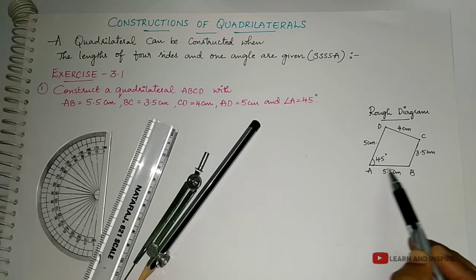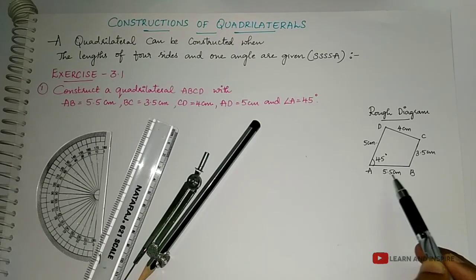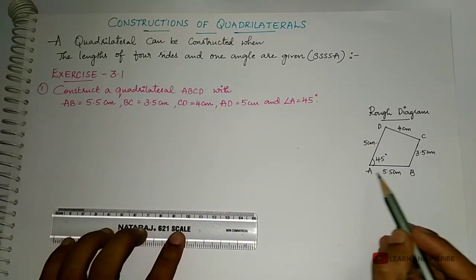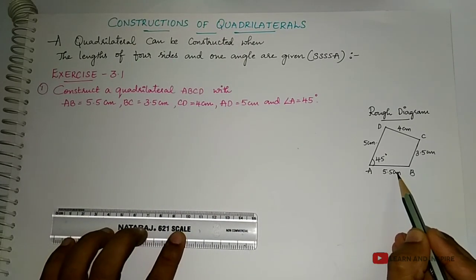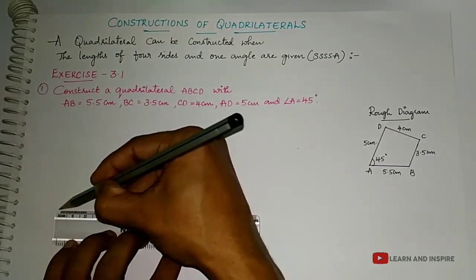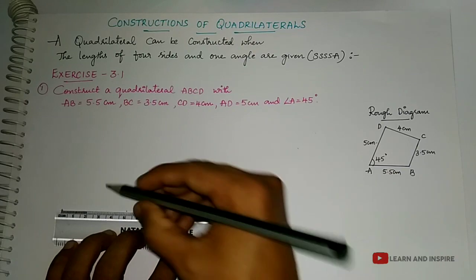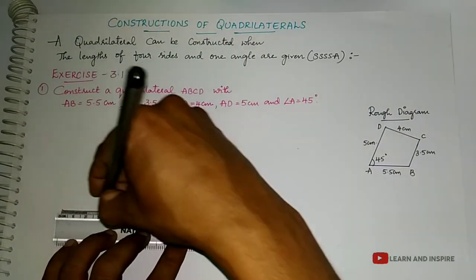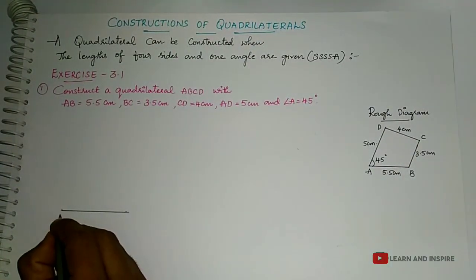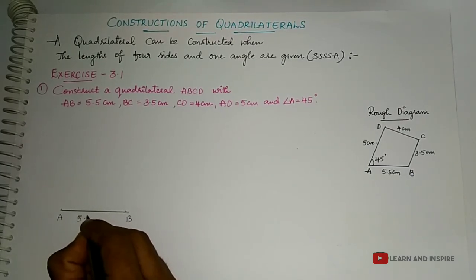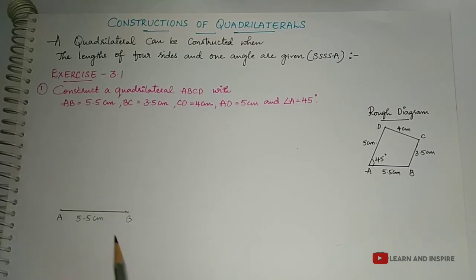First we need to construct a line segment AB. We take a measurement of 5.5 centimeters. So step 1: draw a line segment AB equals 5.5 centimeters. We draw the line segment AB, and I mention this as AB 5.5 centimeters. Step 1, draw a line segment AB equals 5.5 centimeters.